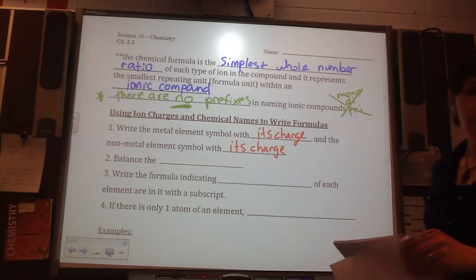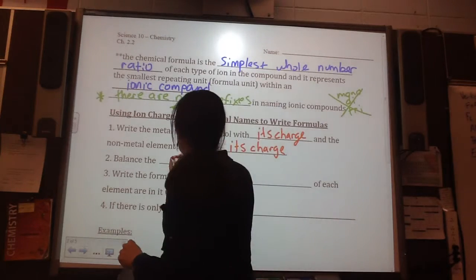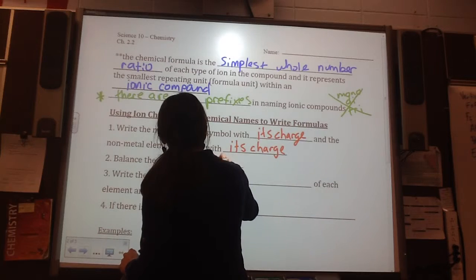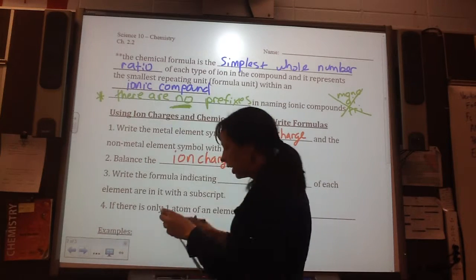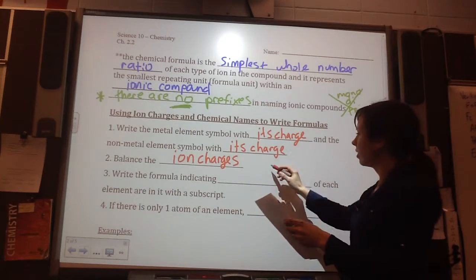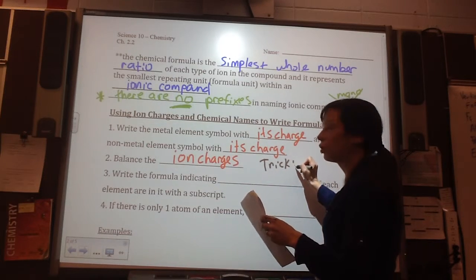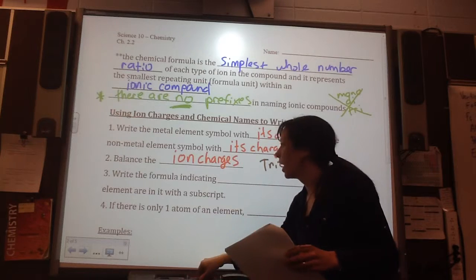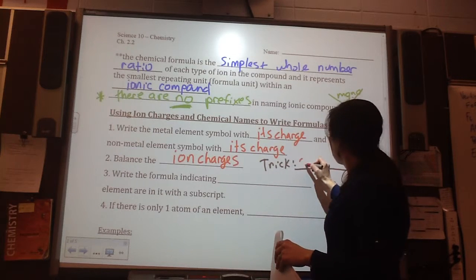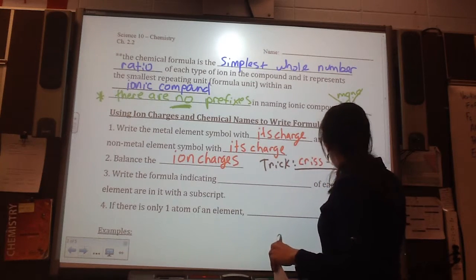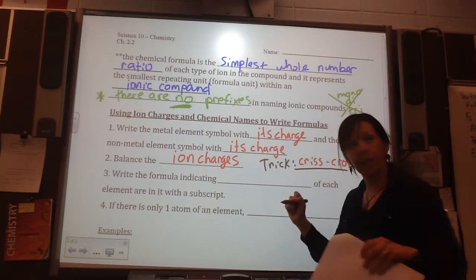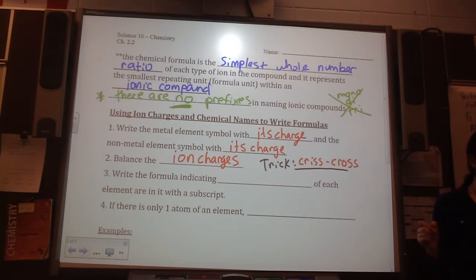You then balance the ion charges. Then I said underneath there, I say trick, right? Yours says trick. And the trick is called criss-cross. I'll show you what that means in just a moment. But the trick is to criss-cross.